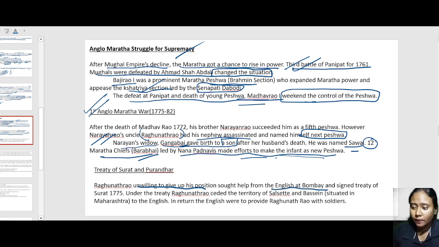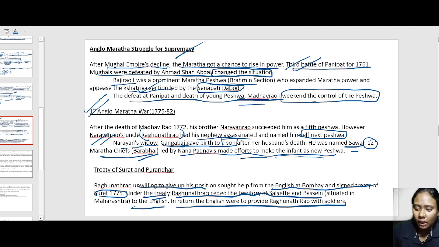He approached the English at Bombay and signed the Treaty of Surat in 1775. Under the treaty, he ceded the territories of Salsette and Bassein, in present-day Maharashtra, to the English. In return, the English would provide Raghunath Rao with soldiers. Not willing to leave his throne, he planned a mutual understanding with the English and signed the Treaty of Surat.